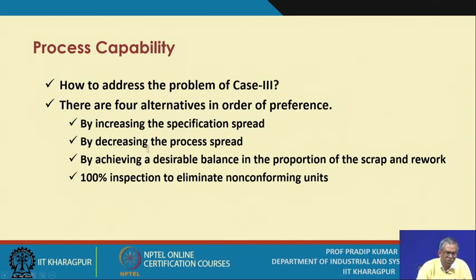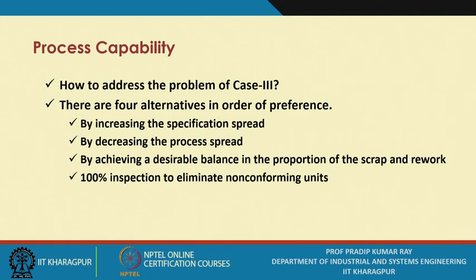And suppose all these 3 alternatives are not feasible, you tried your best but you have failed, then what to do? You have to go for 100% inspection to eliminate non-conforming units. That means as and when they occur, you must be prompt enough to remove them from the system. So with this I conclude this session.